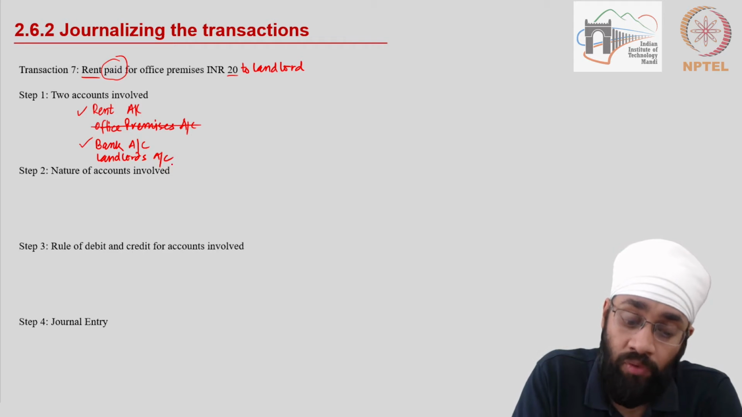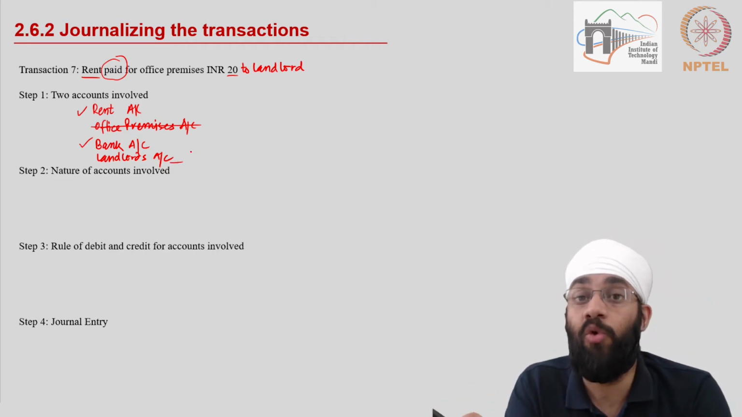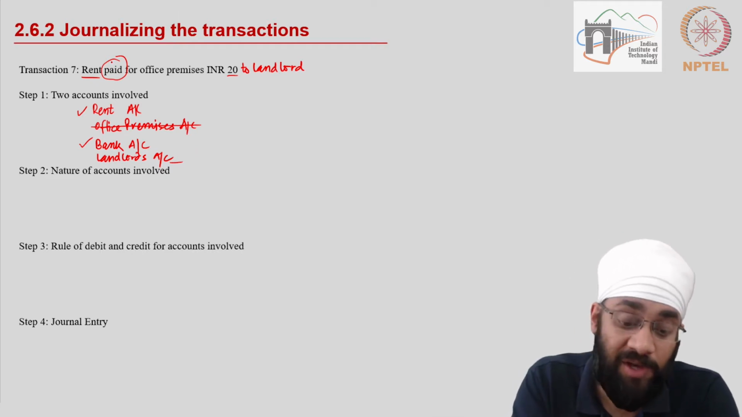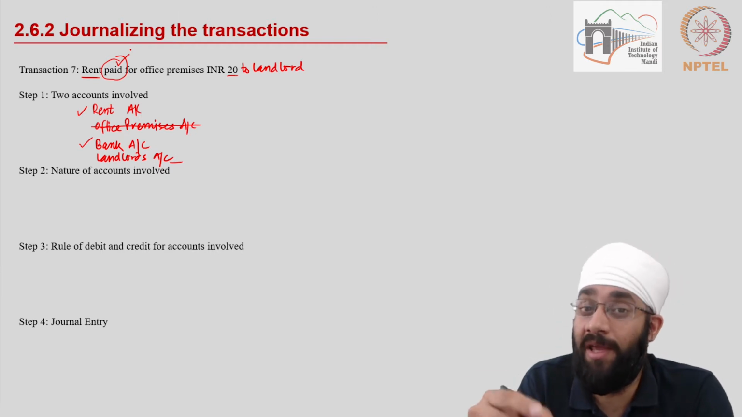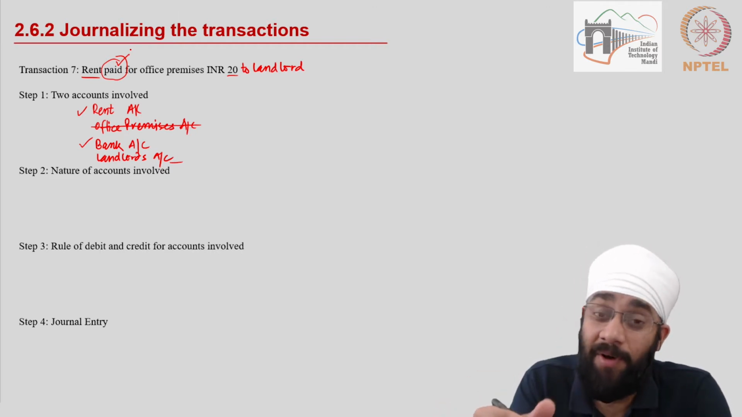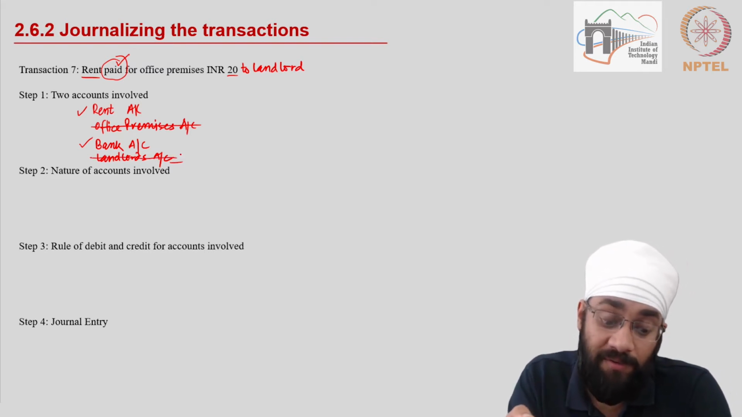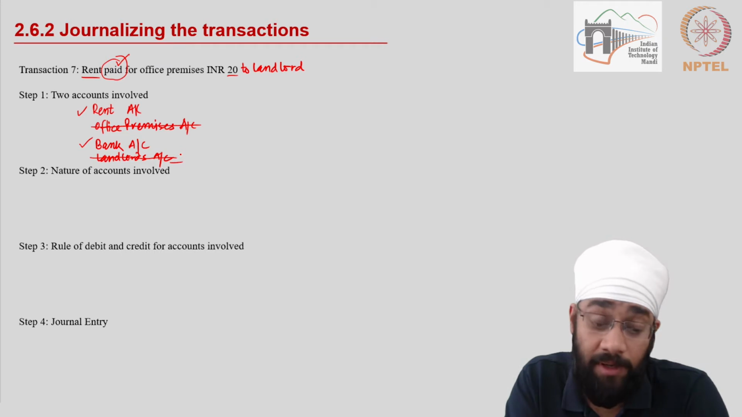Landlord's account, if you create an account for landlord, that would mean you owe to the landlord. Well, you do not owe to the landlord because you have actually paid it. You will owe to the landlord again next month, but that hasn't happened yet. So landlord's account will not be created. Otherwise, that will give an impression that there is a liability, but there is none. You just paid this liability already.